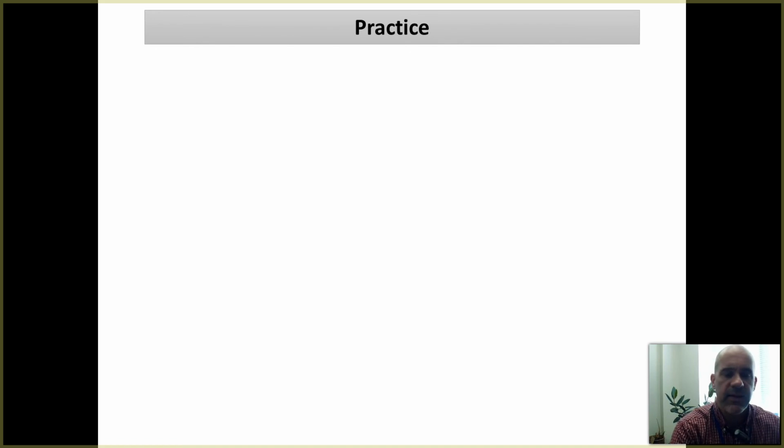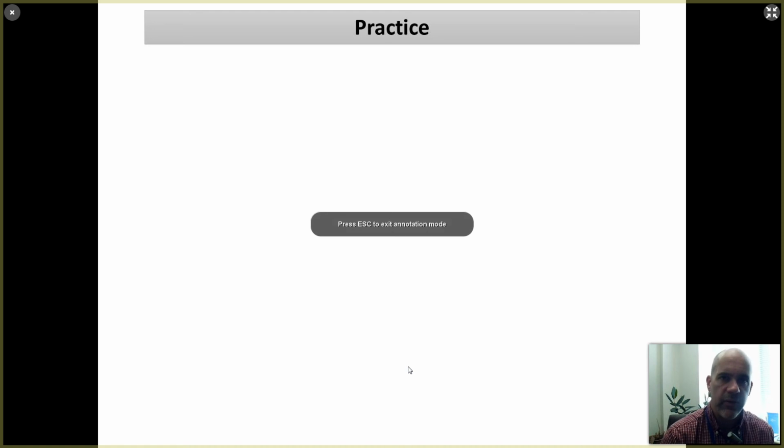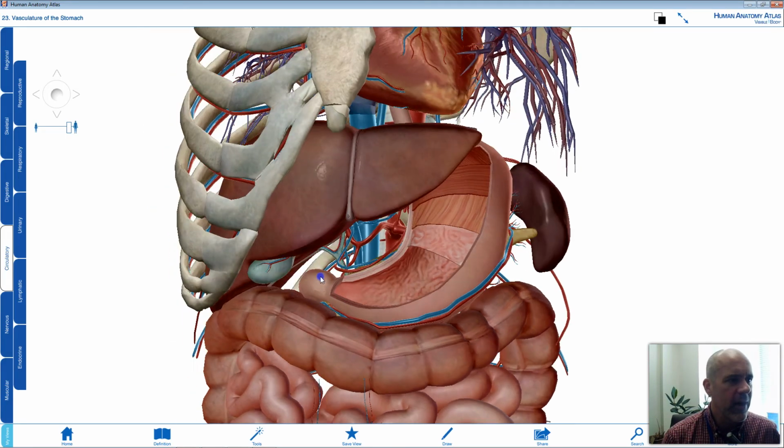All right, we've got a practice activity we're going to do. I am going to bring up Visible Body just for a couple of minutes so you can see some of these blood vessels I've been talking about in 3D, which will give you a little bit better visual than those 2D diagrams from your textbook. All right, here we are in the abdominopelvic cavity.